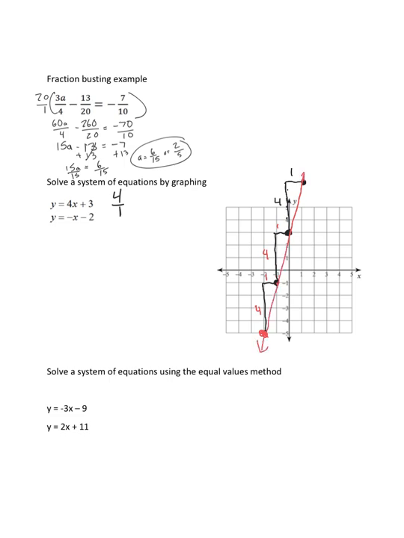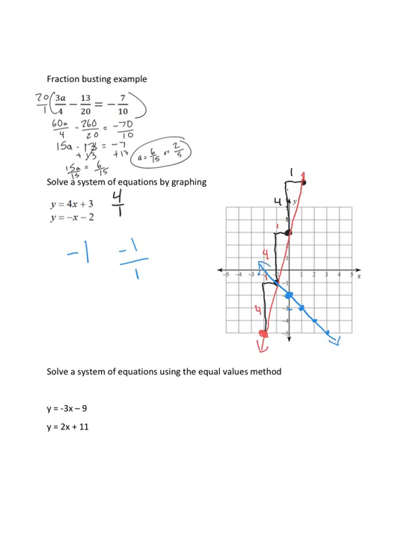And I graph my other equation. My other equation is negative x minus 2. Minus 2 is my intercept. Since the slope is negative 1, or negative 1 over 1, I'm going to go down 1 over 1, down 1 over 1, and then connect my dots to graph the line.